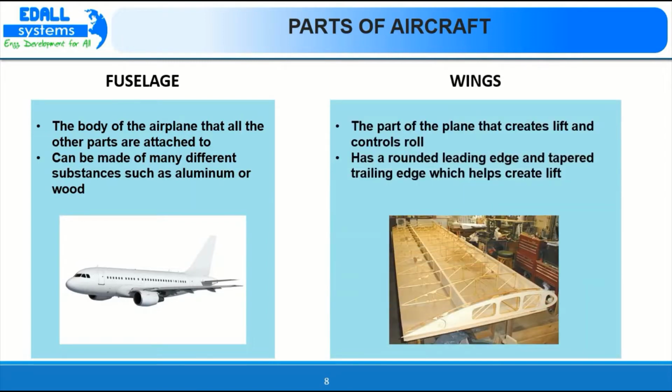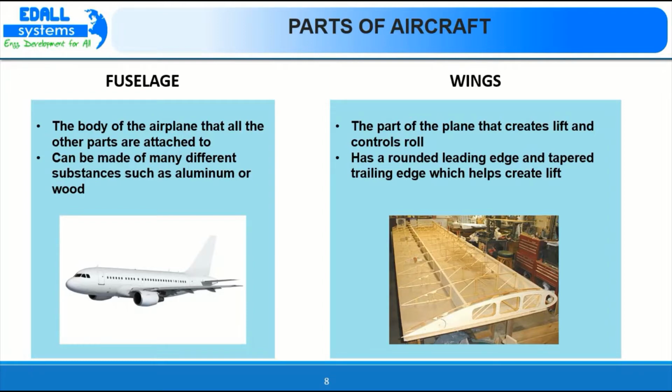So next part, that is wings. The wing is the most important part because it creates the lift. Because of this wing, an airplane can fly. It is the part of the plane that creates lift and controls roll. So the rolling motion is even controlled by the wings, and even lift is created with the help of these wings.